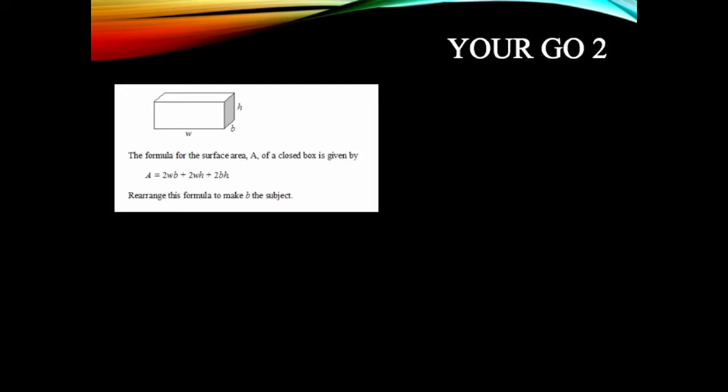Okay, so again, I'm going to write this out. You'll see straight away that I've got more than one term with b's in, and that means we're going to end up doing some factorising somewhere, but let's have a go. So we've got a equals 2wb plus 2wh plus 2bh, and this is the formula for working out the surface area for this cuboid here. Okay, we need to make b the subject.